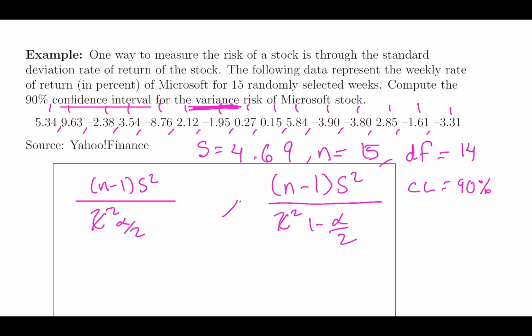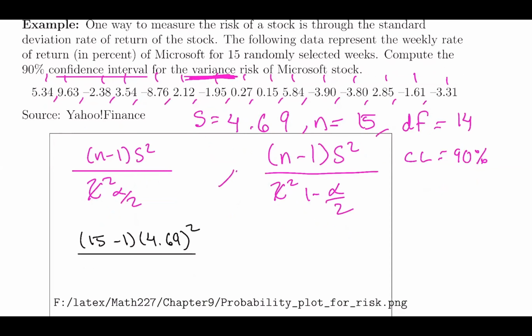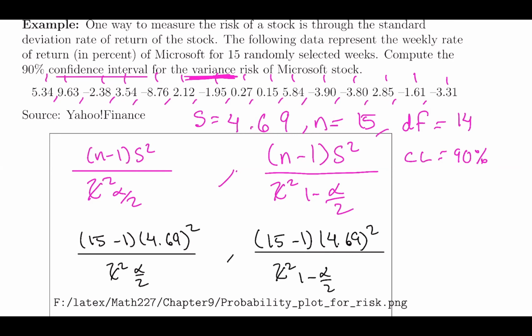Yeah, you have to use both formulas. Okay, so up next, I'm gonna start substituting everything in. So N is equal to 15 minus 1 times S, which is 4.69 squared, divided by chi square alpha divided by 2. Right here, you put 15 minus 1, 4.69 squared divided by chi square 1 minus alpha divided by 2.